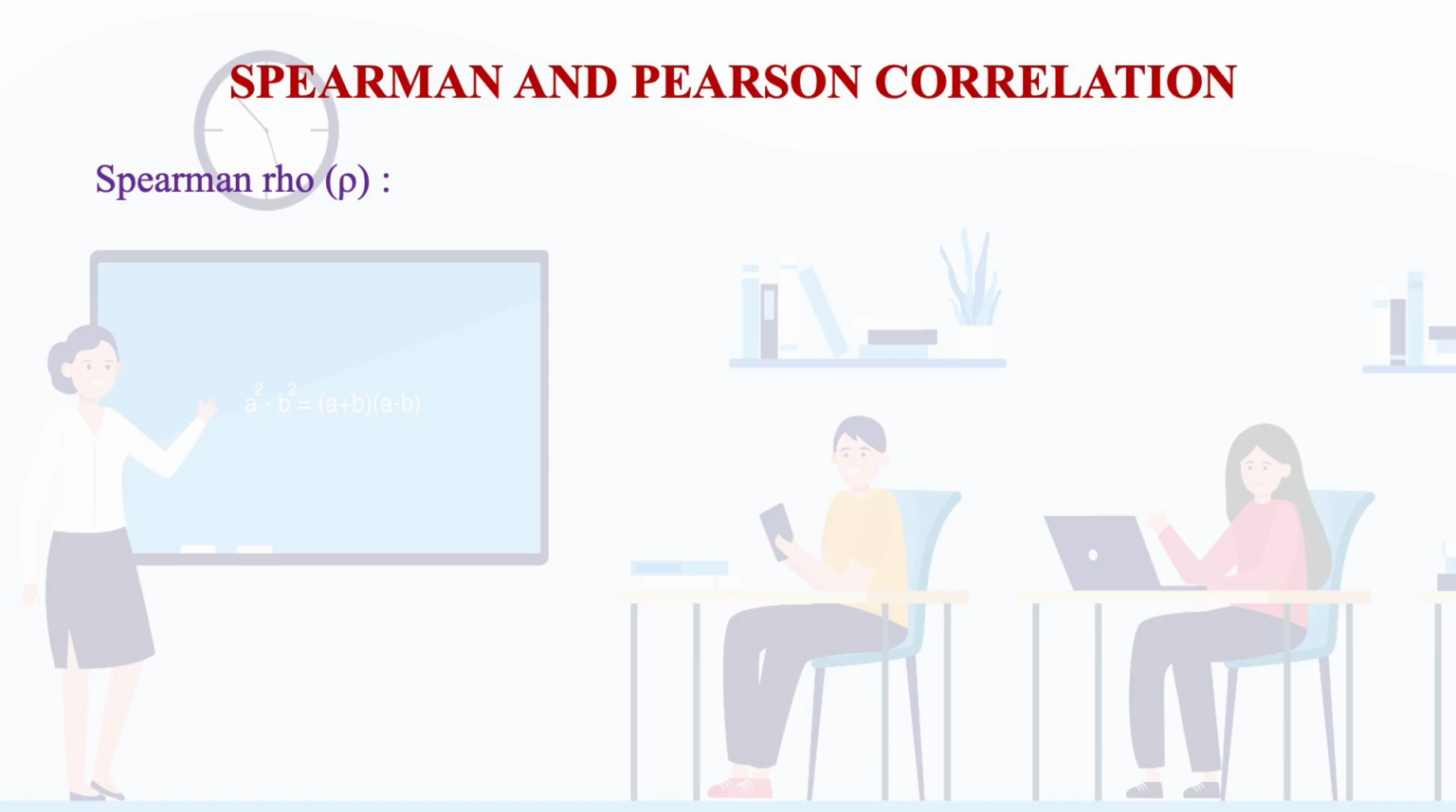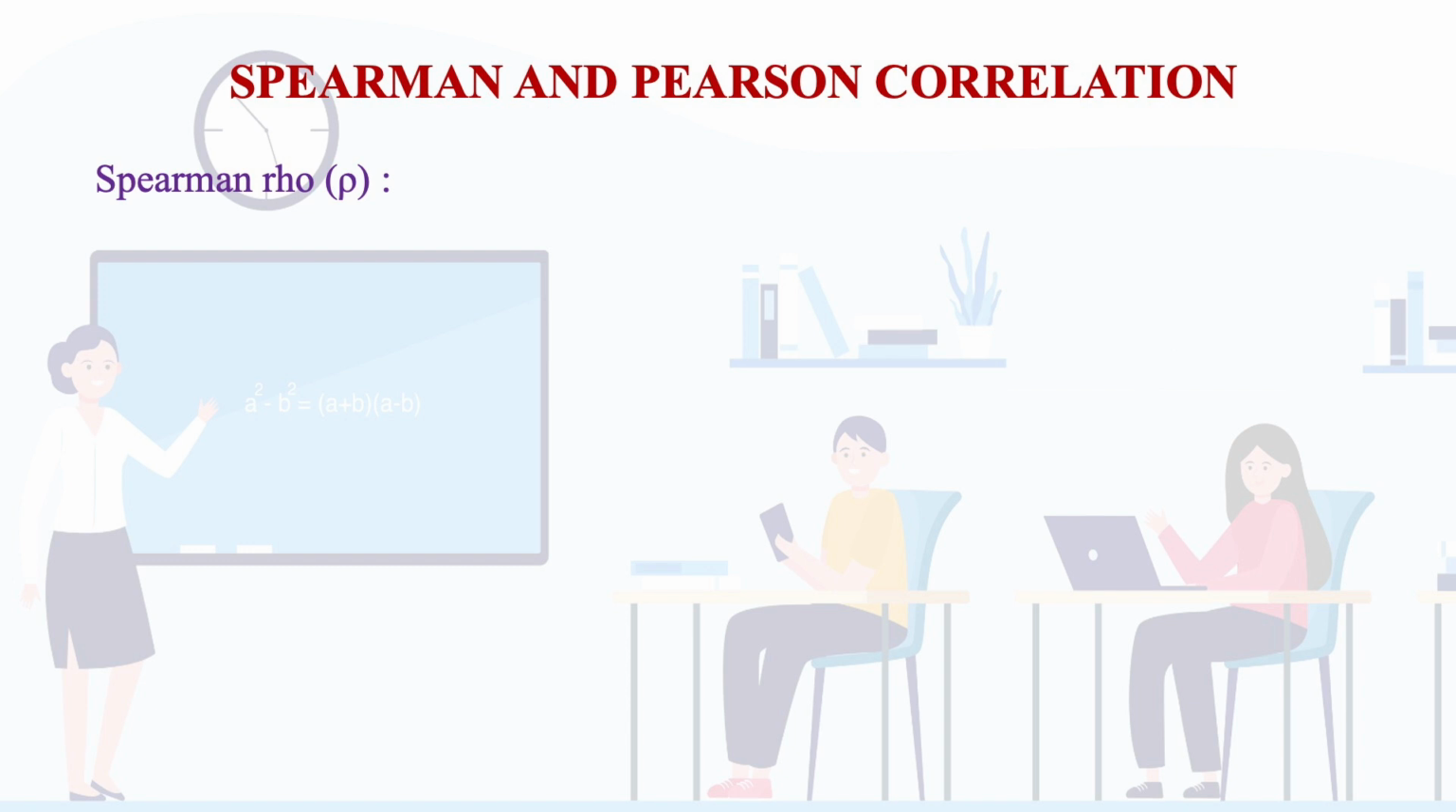Let us try to understand the correlation methods that you have to use to find the correlation coefficient, or the reliability coefficient, of a test when you are using the test-retest method. Here you can use the Spearman method or the Pearson method. In the Spearman method, the symbol is rho, RHO.